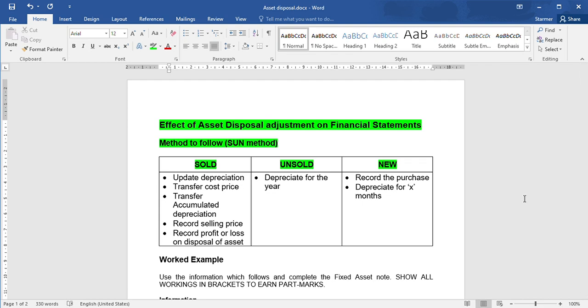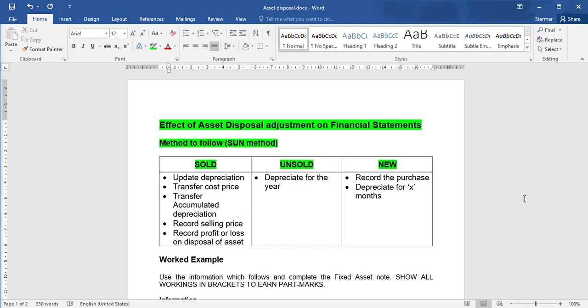Today I'm going to do a video on asset disposal as an adjustment and the effect on financial statements. This video is suitable for both grade 11 and grade 12, as nothing changes from the one year to the next. In order to be able to manage this work properly, you need to be very systematic, and the method that I choose to use I refer to as the Sun method.